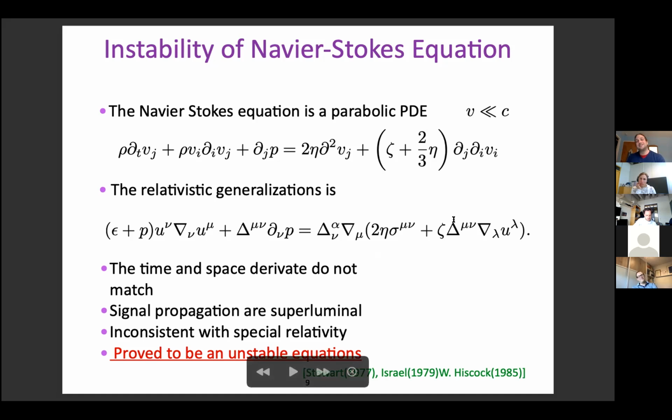The equation is no longer parabolic, because it looks kind of similar, but if you look here on the right-hand side, there's a time derivative involved there.